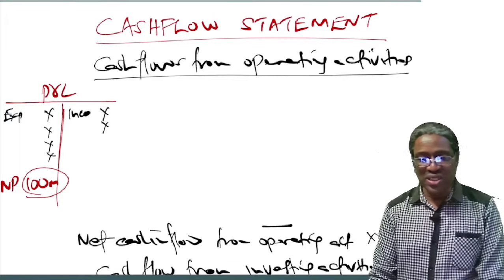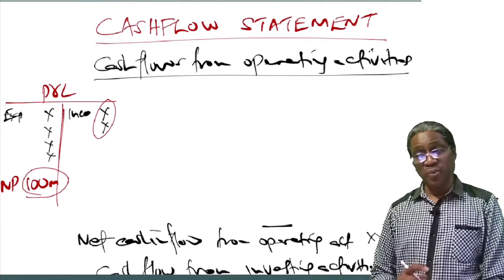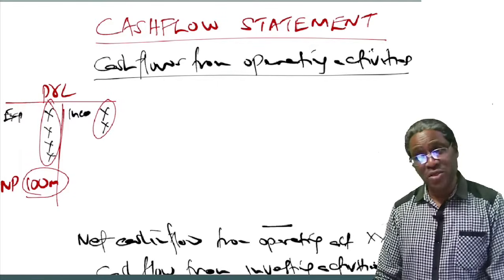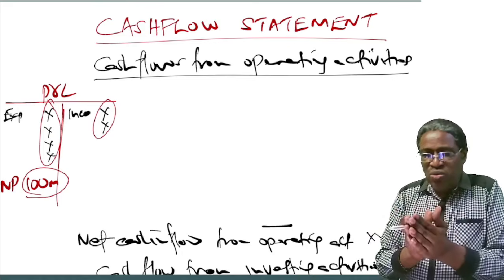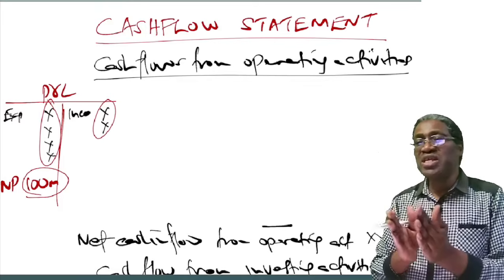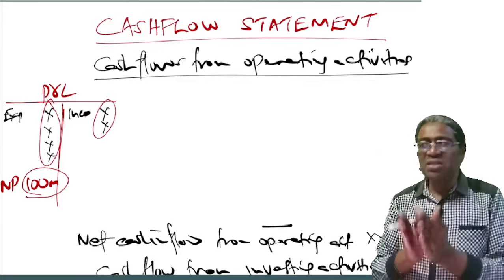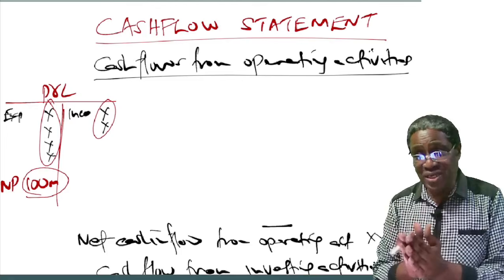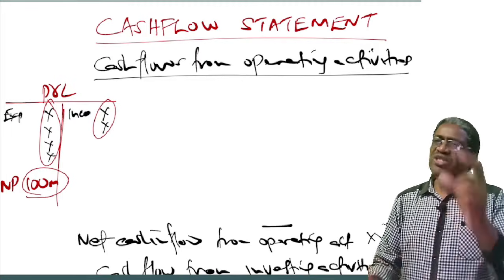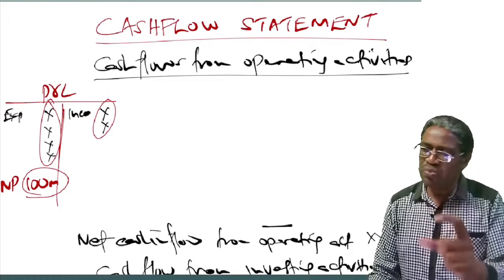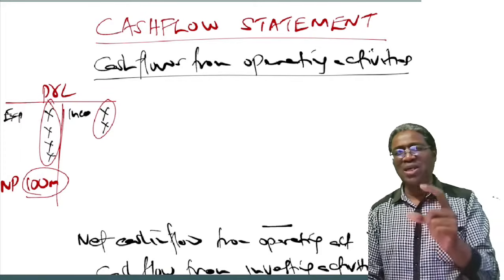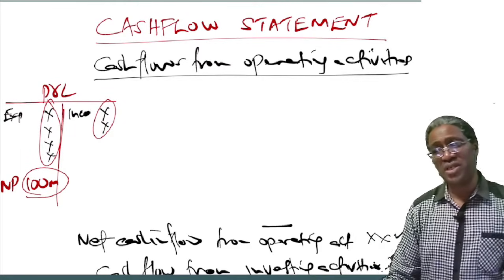Why? Because these are the inflows of the operating activities and these are the outflows of the operating activities. So when you get the net of the two, in principle, your net profit should represent your net cash inflow from operating activities. But the question is this: is it true that 100 million profit before tax is the actual net cash inflow from operating activities?